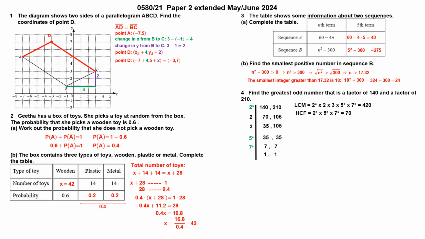I did all this to remind you of the highest common factor and the lowest common multiple. But we could have stopped at the fourth line because we can see that the greatest odd number that is a factor of 140 and a factor of 210 is 35.